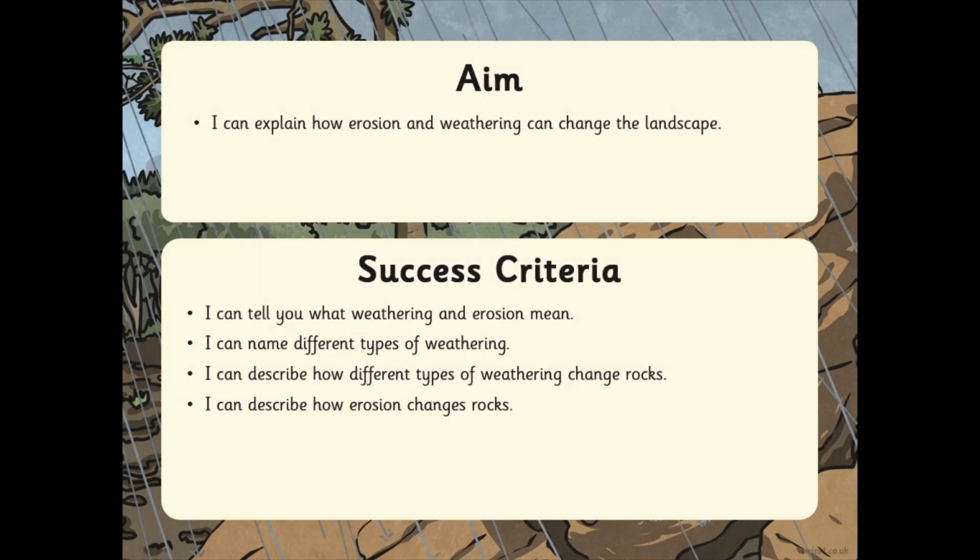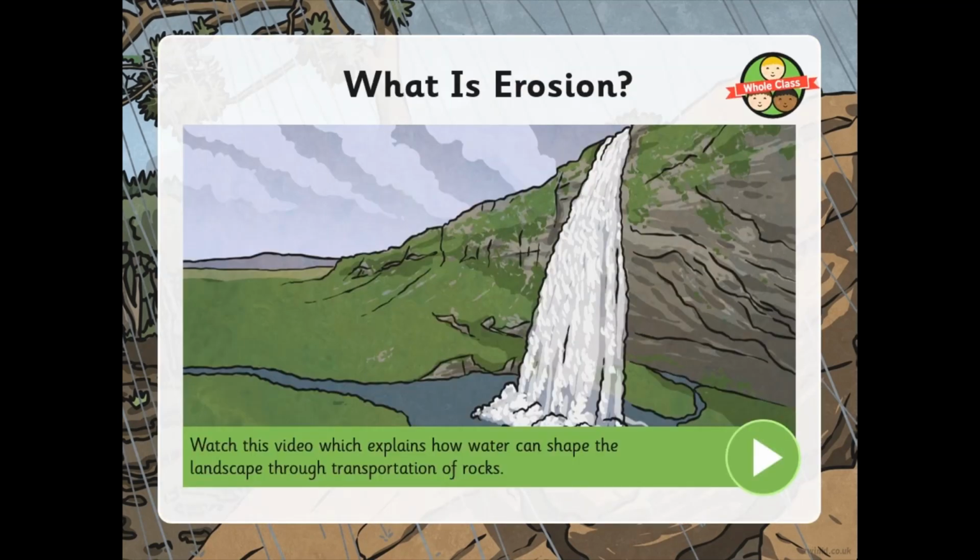Now, you should have heard of the word erosion before because we did talk about it in our rivers topic. We talked about erosion and deposition. By the end of this lesson, you should be able to tell me what weathering and erosion mean. You should be able to name different types of weathering and describe how different types of weathering and how erosion changes rocks. Now, first of all, erosion. Can you remember what erosion is? Have a little think yourself. What is erosion?